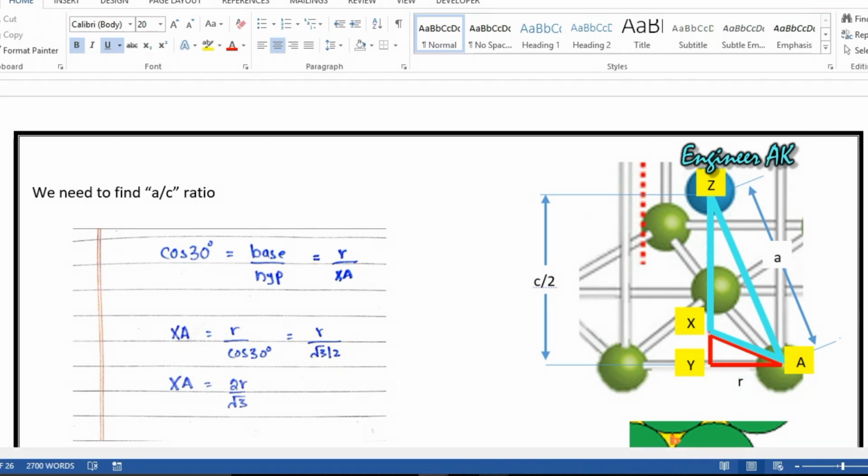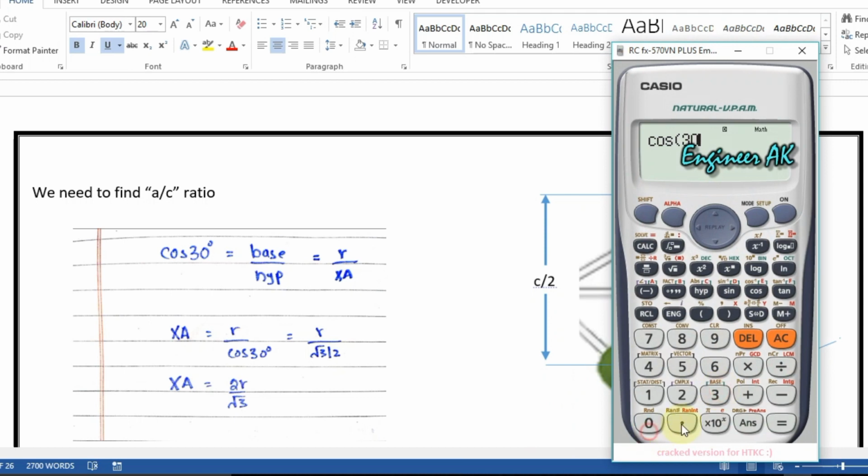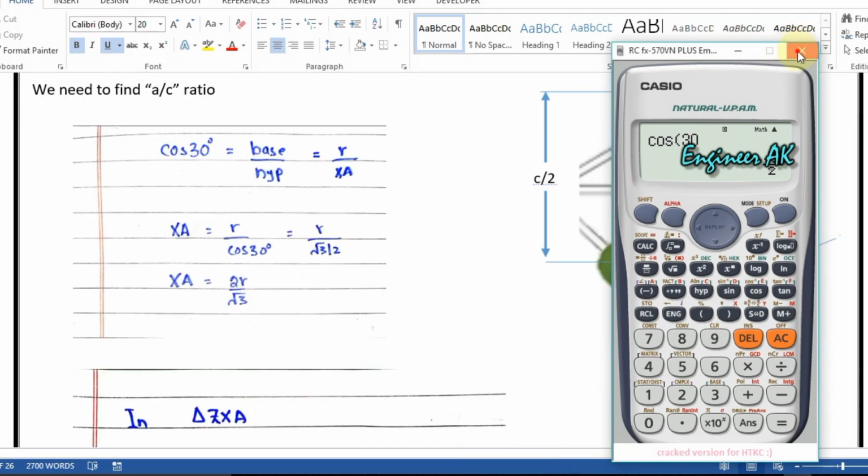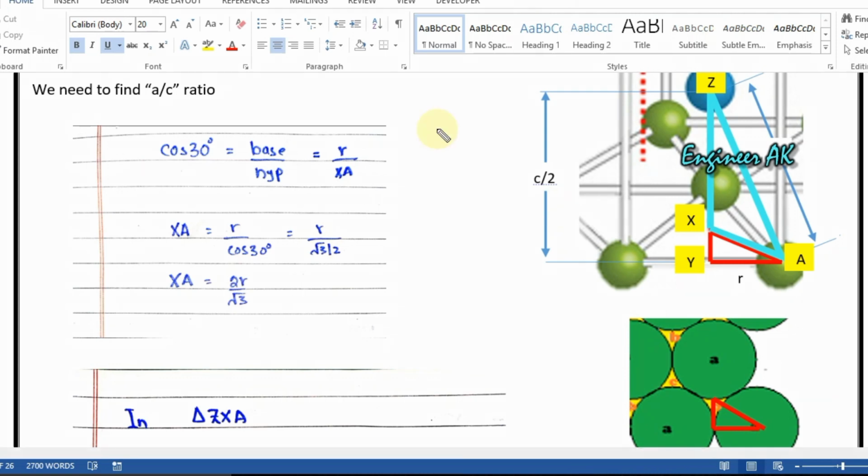So cos 30 comes out to be under root 3 by 2, right? Under root 3 by 2, we can see here under root 3 by 2. And I have plugged in here under root 3 by 2. So now this distance, the XA, this hypotenuse, from here till here, comes out to be 2r divided by under root 3, right? This hypotenuse XA comes out to be 2r divided by under root 3.